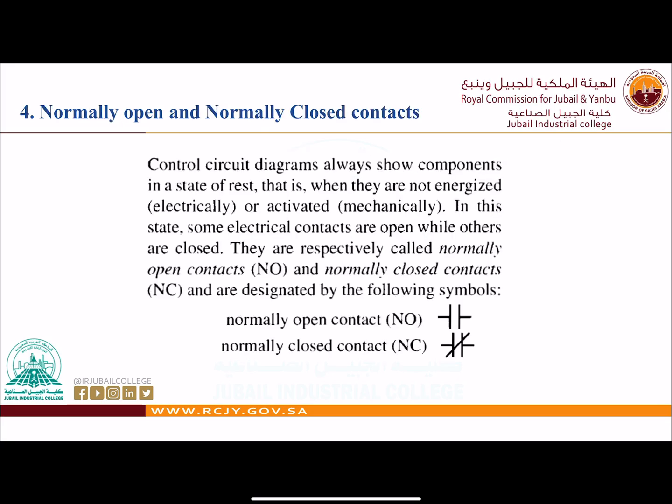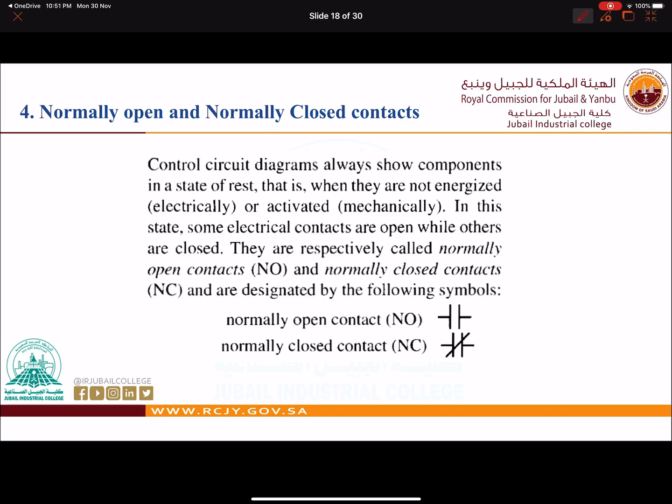Now, in a contactor, we will have a normally open contact, as you can see here. This is the normally open contact, and this is the normally closed contact. I'm sure that you covered this in the lab. Normally open contact means that it is open, so we will have an open circuit here. But with a normally closed contact, we will have a closed circuit.